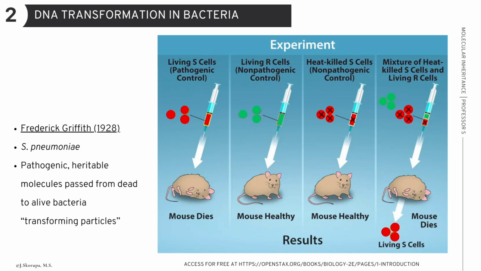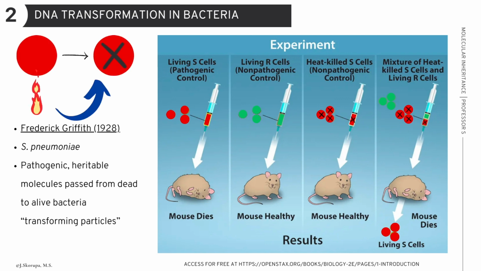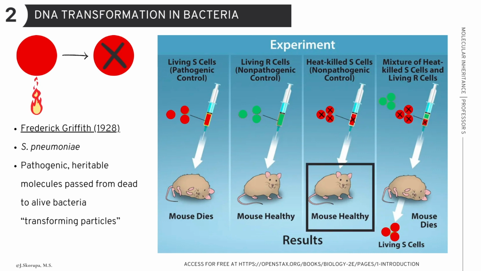Now, here comes the experimental part. When you heat these bacteria, you kill them. Remember, heat denatures and unravels proteins and enzymes. So, when Griffith heated the pathogenic S strain, the red one, he killed them. Therefore, when these were injected into the mouse, it did not die. You can see this in the third panel.